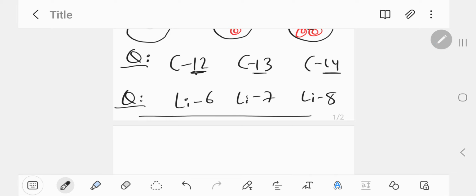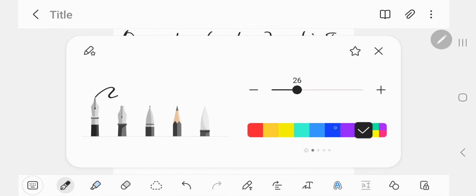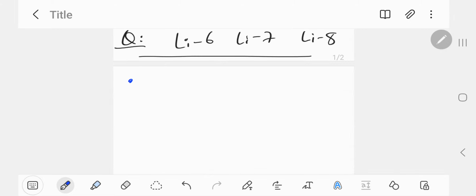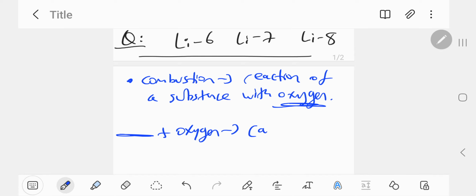So that's isotopes. Also got asked about combustion. So combustion is a chemical reaction. Combustion is when any substance reacts with oxygen. So something plus oxygen gives you carbon dioxide and water.